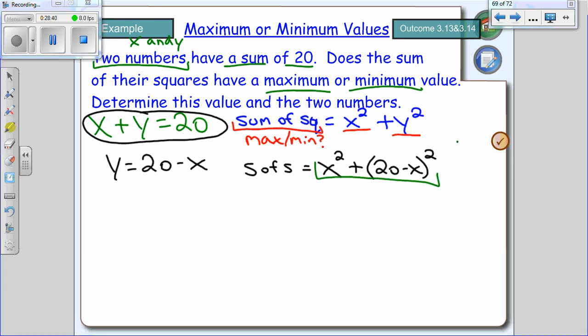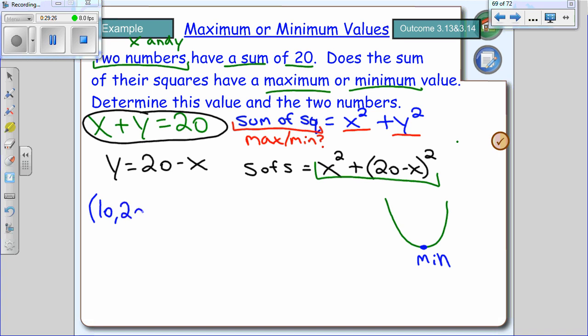When you graph it, you're going to end up getting a quadratic that is facing upwards. Any quadratic that faces upwards has a minimum. So the answer to the first question is it has a minimum because it's opening upwards. What is the minimum? What is that point when you find it? Can we find it? 10, 200. When you graph it, that's the value you find: 10, 200.